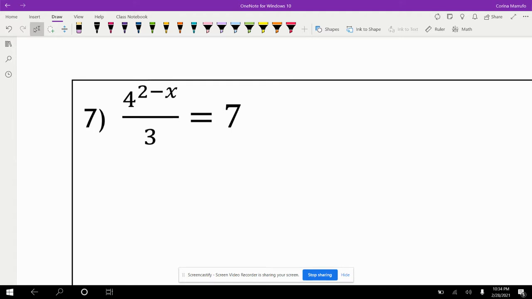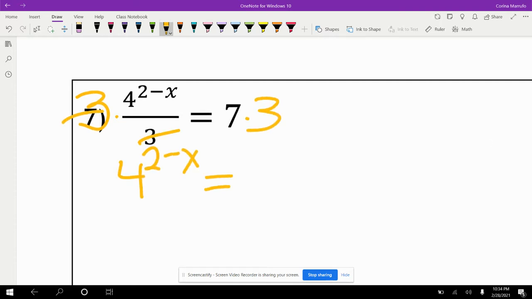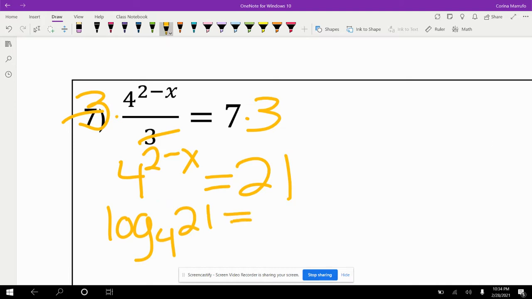So here we're going to solve for x. Now I do have this 3 in the bottom, so I'm going to get rid of it first by multiplying both sides by 3. So I have 4 to the power 2 minus x equals 7 times 3, which is 21. From here, we're ready to write it in log form. So log base 4 of 21 is equal to 2 minus x.